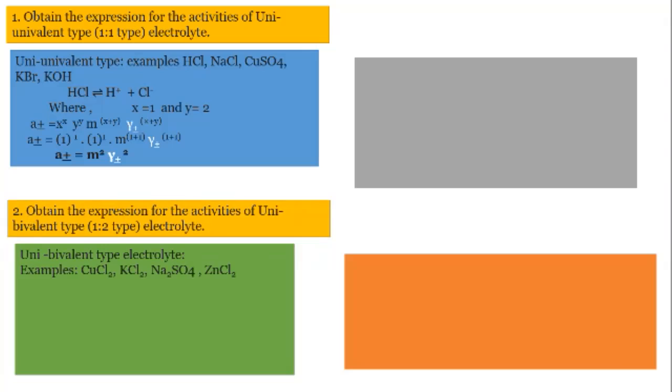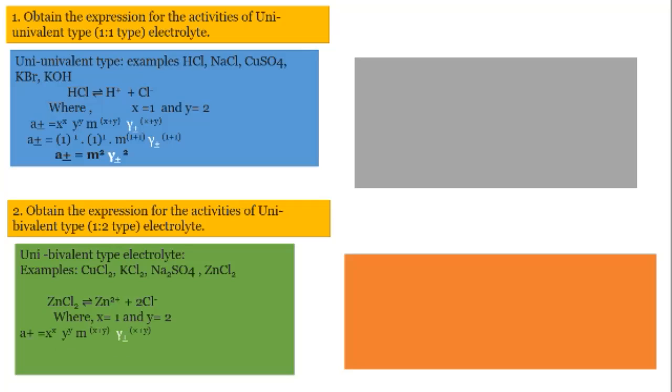Obtain the expression for the activities of the unibivalent type of electrolyte. Here examples are copper chloride CuCl2, Na2SO4, zinc chloride ZnCl2. Anyone you can take and try. You have to write first of all the dissociation reaction. Zinc chloride will dissociate as Zn 2 plus and 2Cl minus. Here you can see x is equal to 1 and y is equal to 2. Now we will use the formula of the mean ionic activity: a plus or minus is equal to x raised to x, y raised to y, m raised to x plus y, gamma plus or minus raised to x plus y.